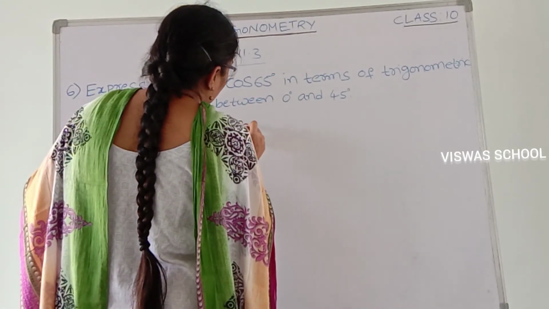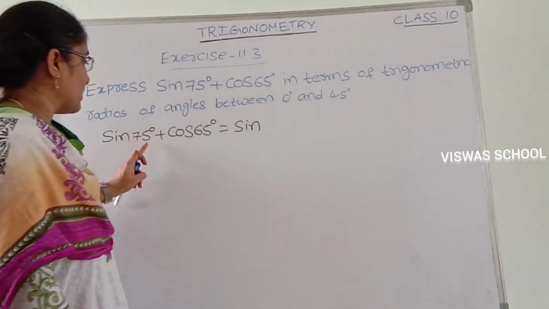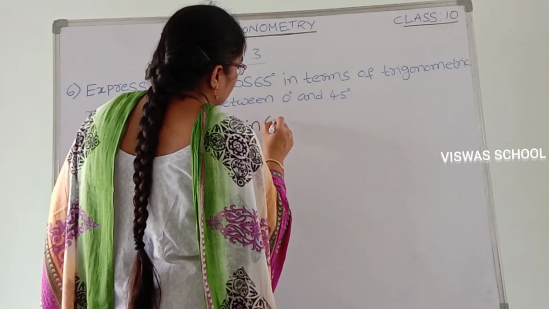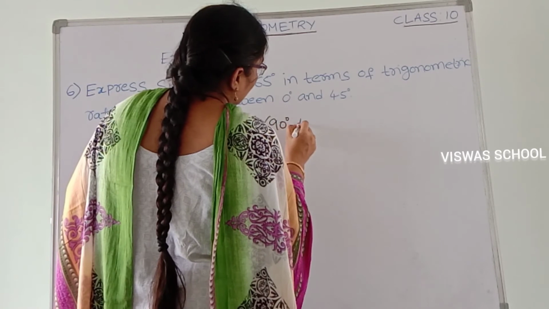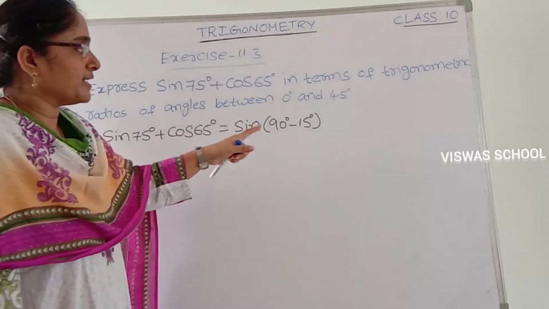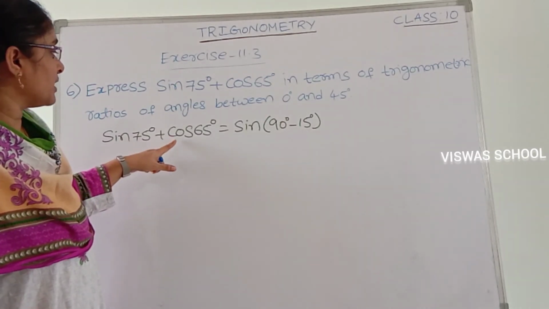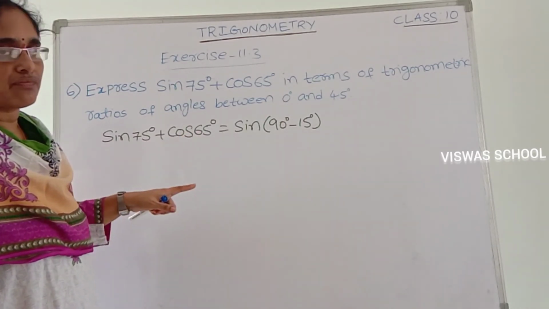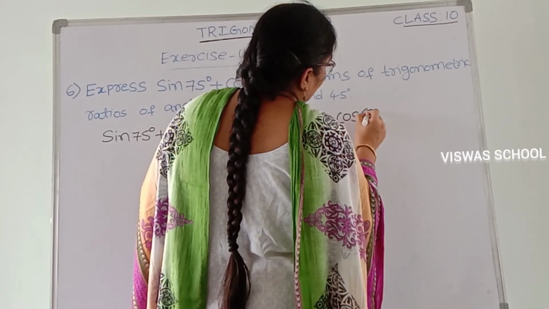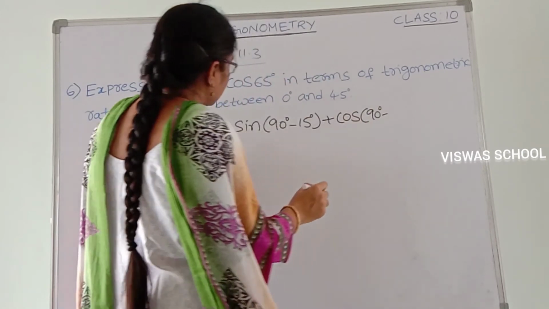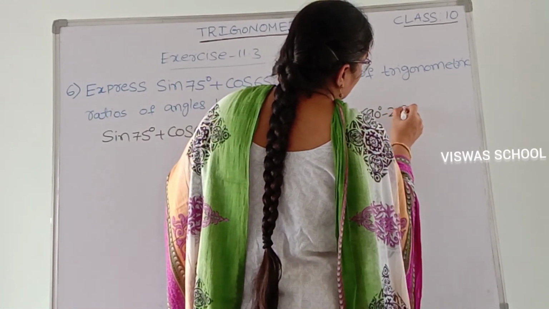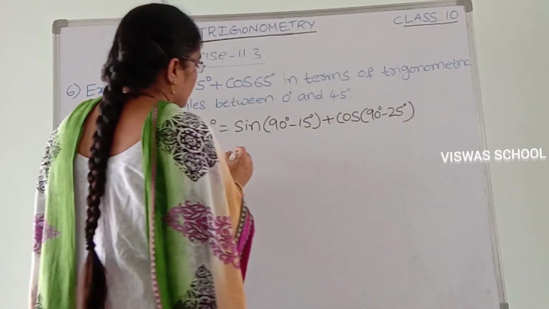Sine 75 degrees is written as sine of 90 minus 15 degrees. Sine of 90 minus 15. And here it is what? Plus cos 65 degrees. Write it as plus cos of 90 degrees minus 25 degrees. That is, here I am writing 90 minus 25 degrees.